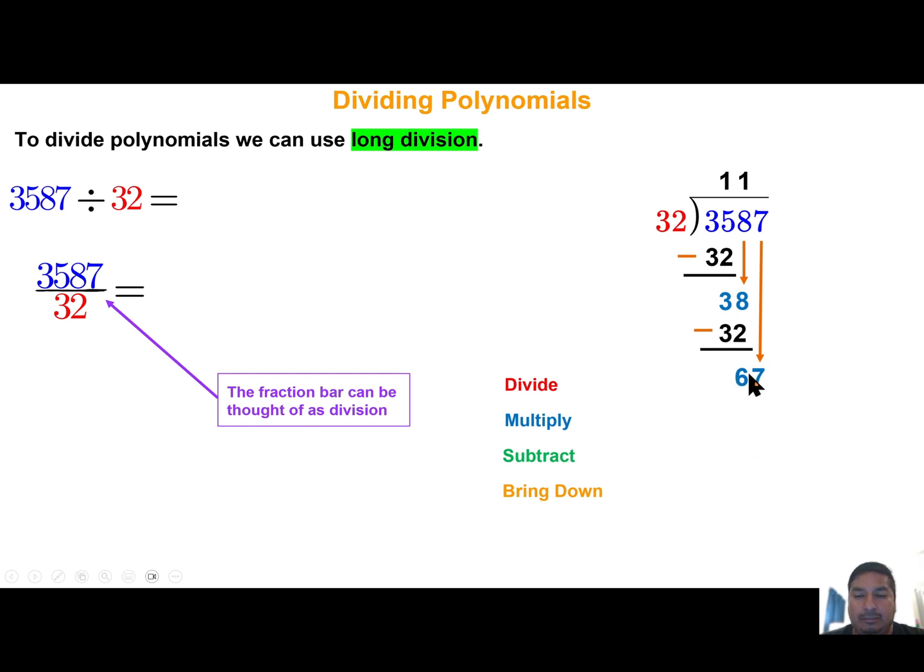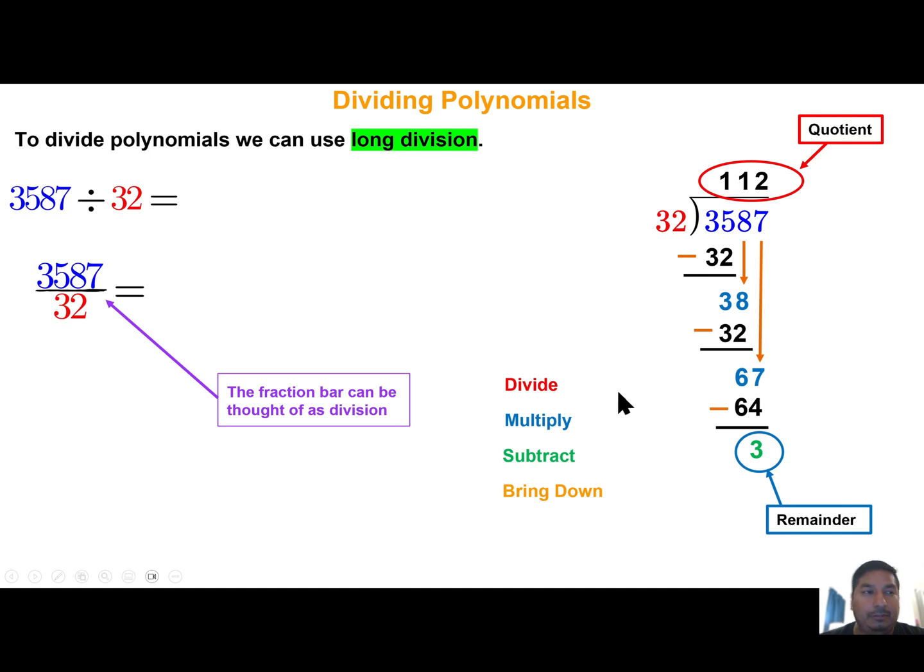All right, now 67, 32 goes into 67 twice, so we repeat the process: divide, it's twice, multiply, 2 times 32 is 64, subtract, and then we can't bring down anymore. And also 32 cannot go into 3, so we're done. The top is the quotient, and the 3 is going to be our remainder.